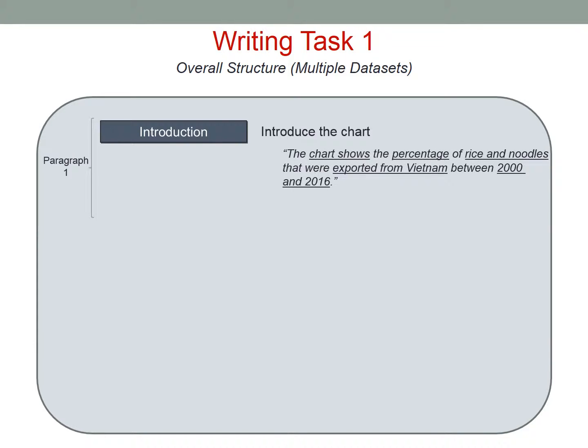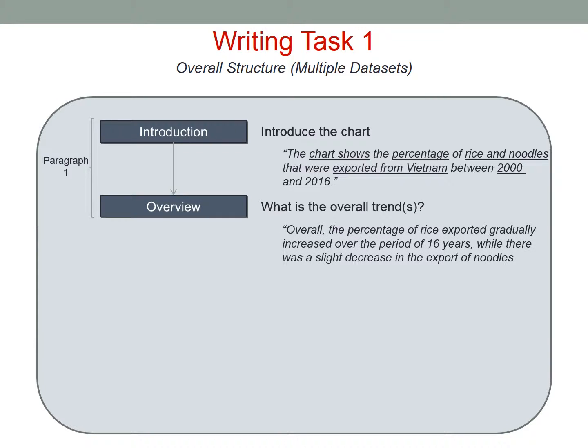The chart shows the percentage of rice and noodles that were exported from Vietnam between 2000 and 2016. We then follow this with our overview, describing the overall trend or trends in our chart. Overall, the percentage of rice exported gradually increased over the period of 16 years, while there was a slight decrease in the export of noodles.